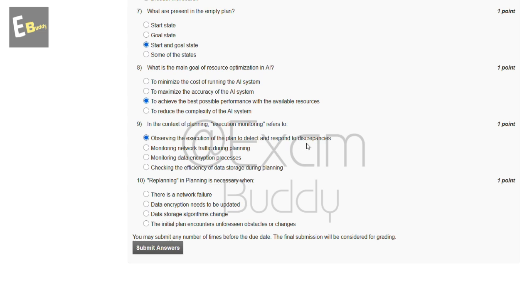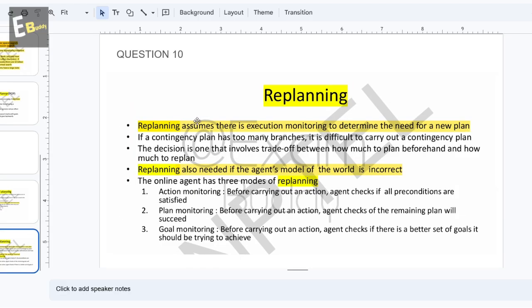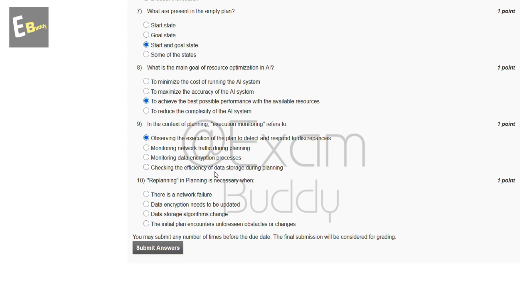Now, the 10th question is, replanning in planning is necessary when. So these are the options. And now let's check the answer of our 10th question. Question 10, replanning. Replanning assumes there is execution monitoring to determine the need for a new plan. Replanning is also needed if the agent's model of the world is incorrect. So the answer of our 10th question is D, the initial plan encounters unforeseen obstacles or changes.